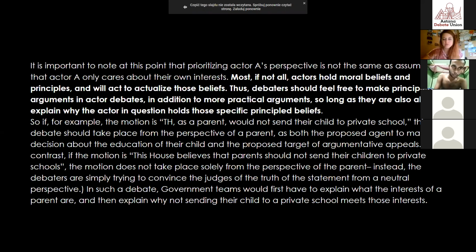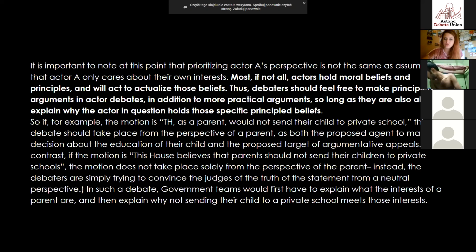So if, for example, the motion is, this house as a parent would not send their child to private school, this debate should take place from the perspective of a parent, as both the proposed agent to make a decision about the education of their child and the proposed target of argumentative appeals. By contrast, if the motion is, this house believes that parents should not send their children to private schools, the motion does not take place solely from the perspective of the parent. Instead, the debaters are simply trying to convince the judges of the truth of the statement from a neutral perspective.